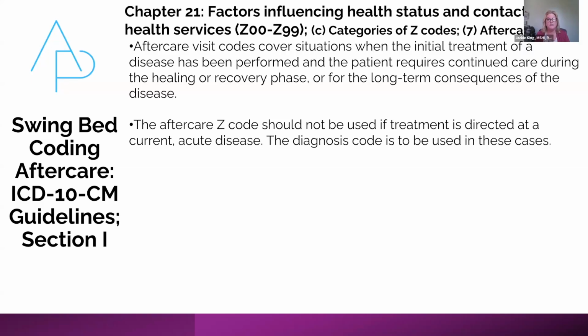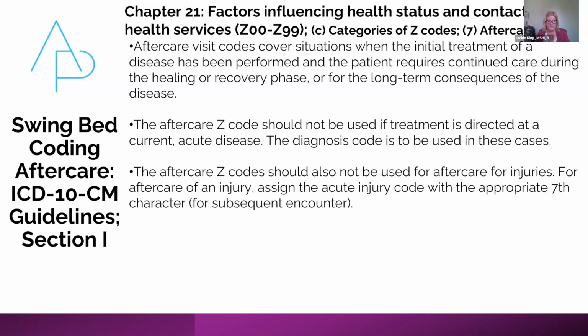The aftercare Z code should not be used if treatment is still being directed at a current acute disease, then just use that diagnosis. So say someone's having sepsis, but they're able to be put into rehab and start beefing them up. They're still taking IVs of medication. We're going to put sepsis or the infection or cellulitis or whatever it is as our first listed diagnosis.